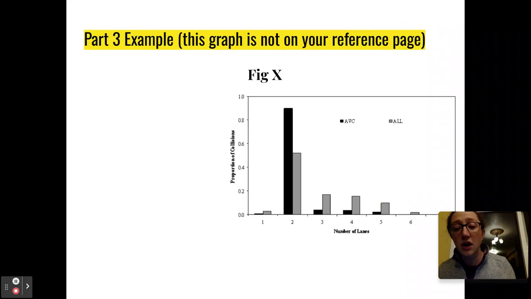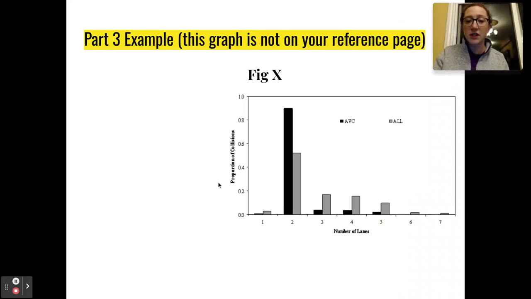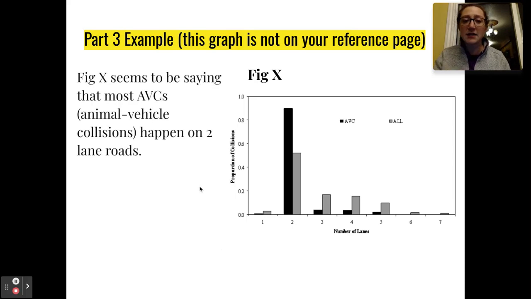Figure X is not one of the options that you were given, but this is a figure that shows how the number of lanes affects the proportion of collisions. And AVC stands for animal vehicle collisions, and then there's all collisions. So as I'm looking at figure X and I'm filling out my paper, I might write something like this. Figure X seems to be saying that most animal vehicle collisions happen on 2-lane roads.